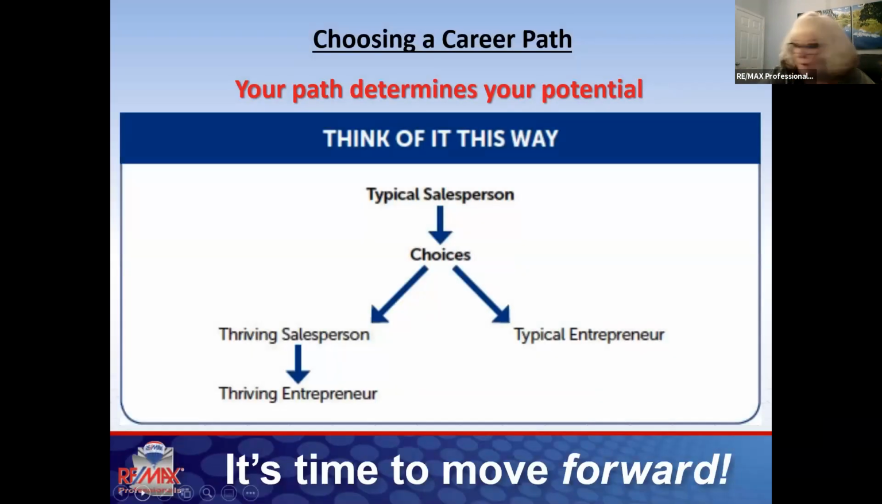All right. Okay, so this is on page 8 of your materials. So the typical agent, right? We have the typical agent up here who's spontaneous and reactive, has a scarcity mindset, discounts commissions, all those things, right? So we have choices. And so we think about a thriving salesperson and then a typical entrepreneur. The goal that we want you guys to have is to be a thriving entrepreneur.